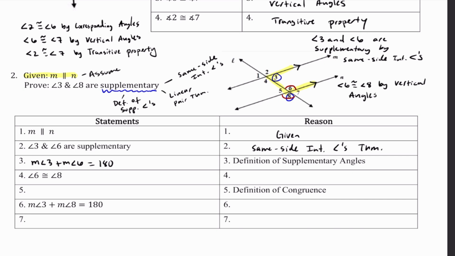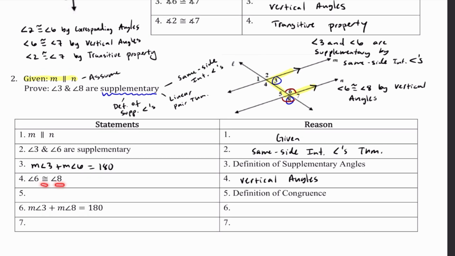Okay, so statement number 4 says angle 6 is congruent to angle 8. If we look at the diagram and our note here, angle 6 is congruent to angle 8 by vertical angles. So angle 6 is congruent to angle 8. And we're comparing two shapes using the congruent symbol. This is in the language of what? Well, since we have a congruent symbol, this is in the language of geometry.